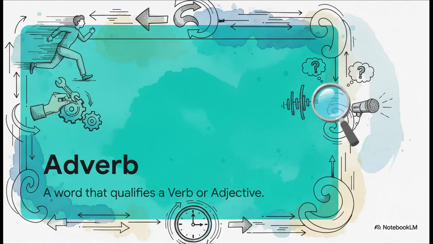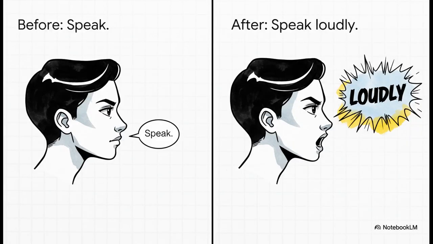Okay, so if adjectives describe the nouns, what describes the actions? That's where the adverb swoops in. Its job is to modify a verb or even an adjective to tell us how, when, or where something is happening. This makes it crystal clear. Speak, that's the action. But how should you speak? Speak loudly. That one adverb modifies the verb and gives us a much clearer instruction.